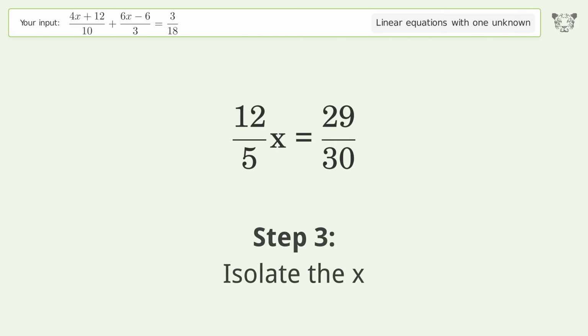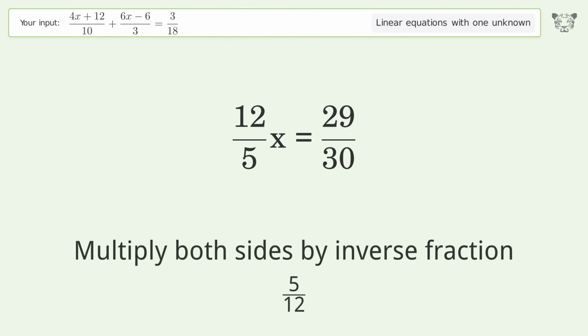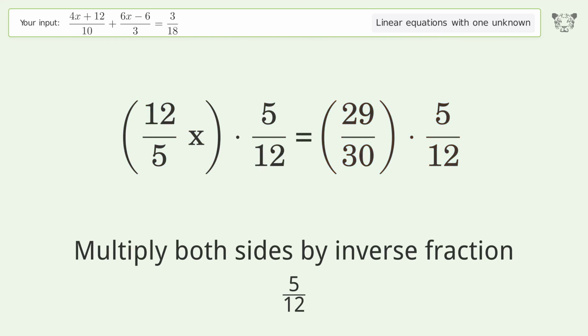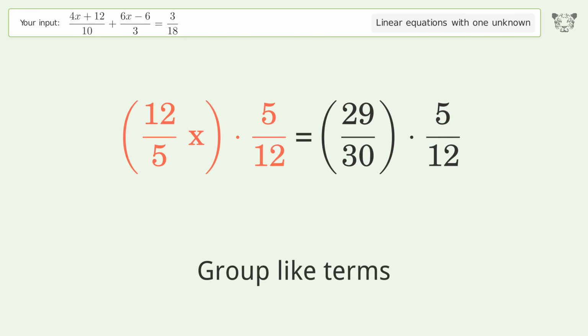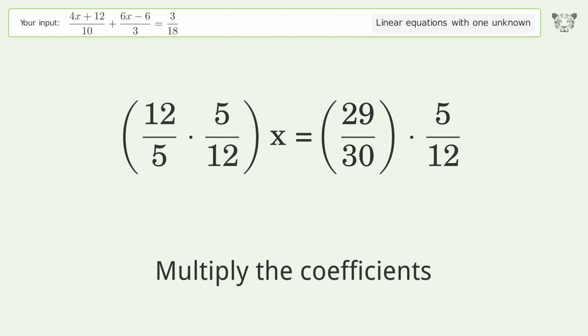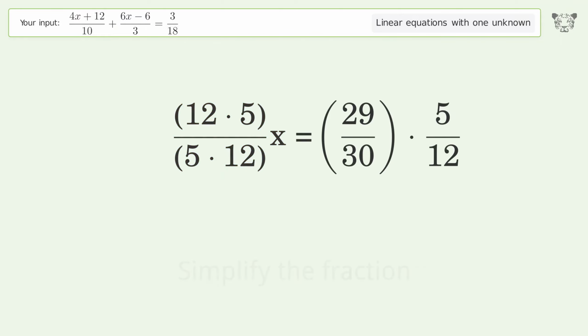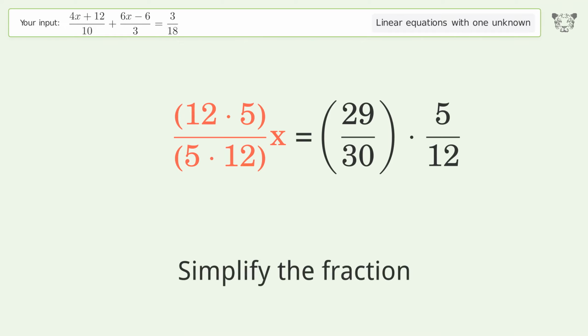Isolate the x. Multiply both sides by inverse fraction 5/12. Group like terms. Multiply the coefficients. Simplify the fraction.